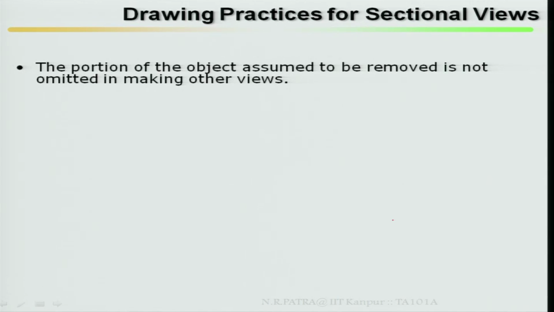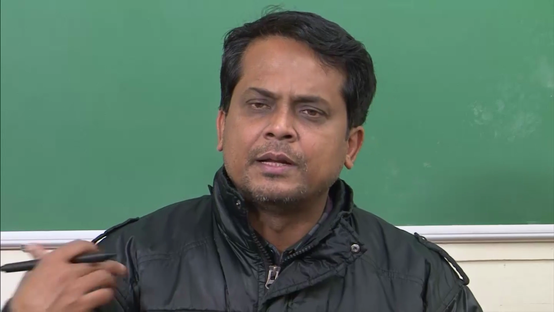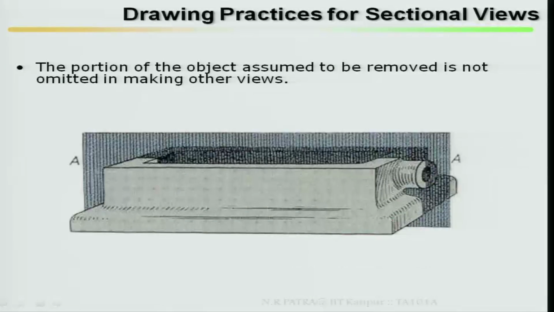Same thing, the portion of the object assumed to be removed is not omitted in making the other views. It has been assumed that it has been removed. In the drawing, not necessarily will you remove it and show that it has been removed. This is an imagination. That means, in the direction shown, you are viewing, and the nearer portion in imagination has been removed. You see, the object is there, I am showing a plane where this cutting plane is, but that does not mean that I am removing it and again showing this sectional view.